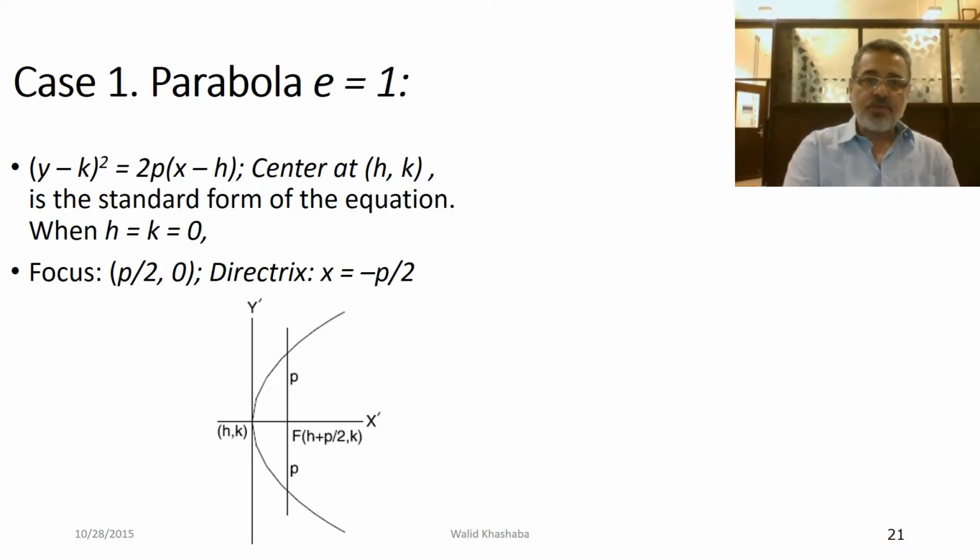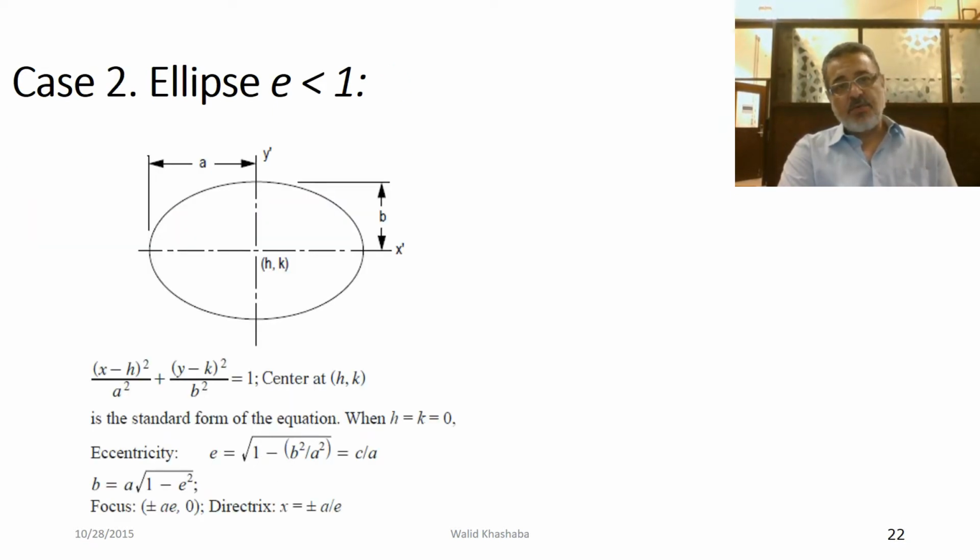Here the eccentricity is 1, then the figure is a parabola. And if the eccentricity is less than 1, then the figure is an ellipse. Of course, with the standard form, as you can see, it's unlike the previous one because it's a fraction, x squared over a squared plus y squared over b squared. The eccentricity is c over a, as you know.